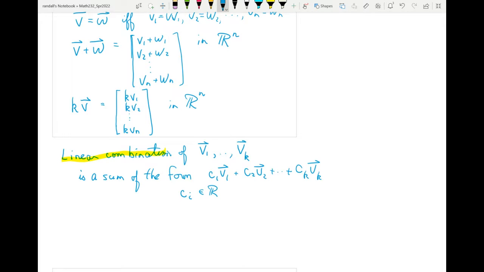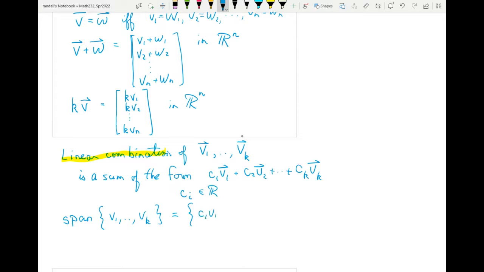And then the other important notion that's related to linear combination is the span of a set of vectors. That was denoted by the word span. So the span of this set of vectors, v1 to vk, in set notation, is the set of all linear combinations. So let me write c again here.